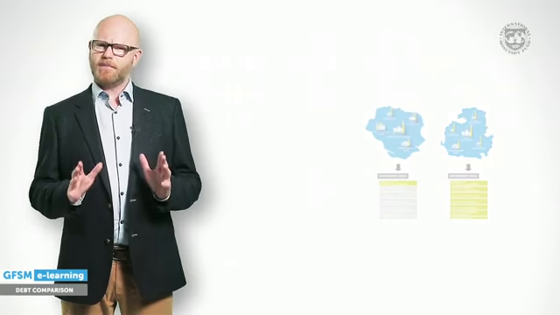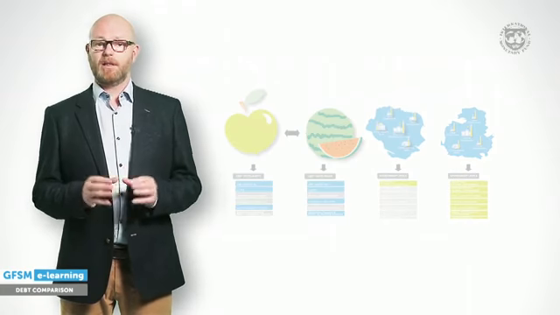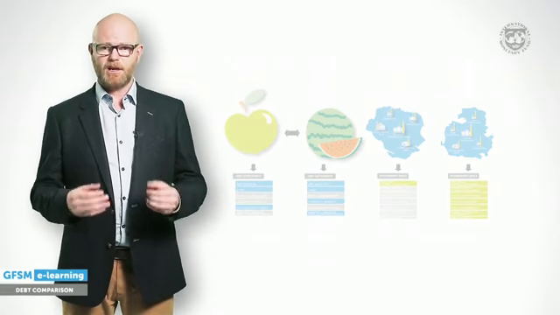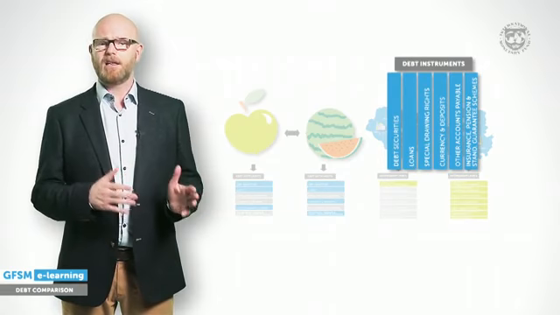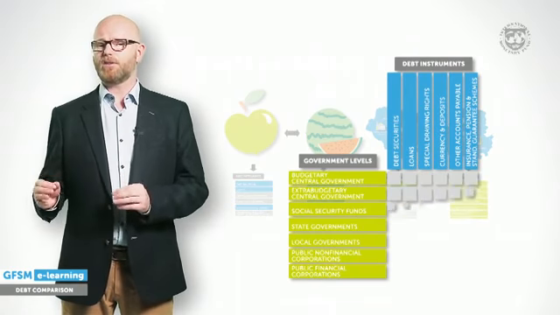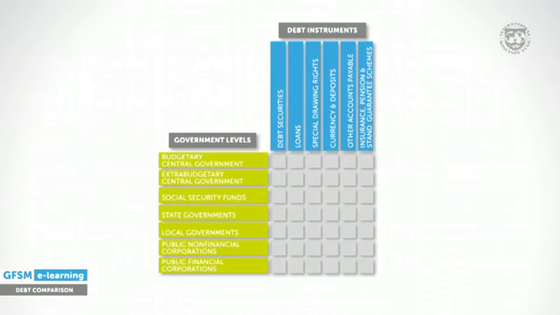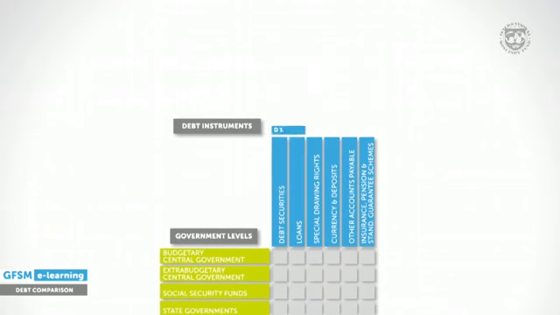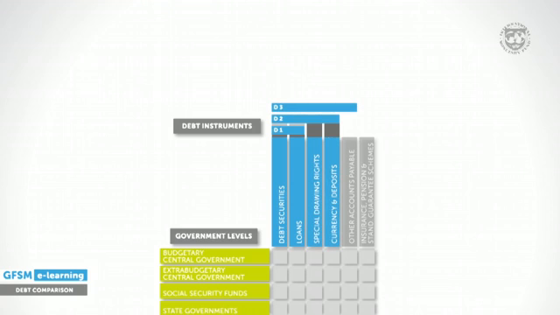The matrix brings these two dimensions together. Increasing levels of debt instruments are shown on the x-axis. Increasing levels of government are arranged on the y-axis. The x-axis presents D1, comprised of debt securities and loans. D2, which adds special drawing rights and currency and deposits to D1. D3 further adds accounts payable, and finally D4 adds insurance, pension, and standardized guarantee schemes.